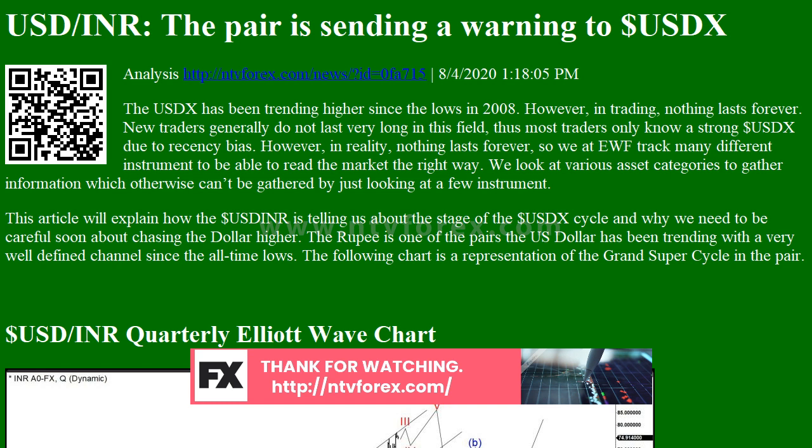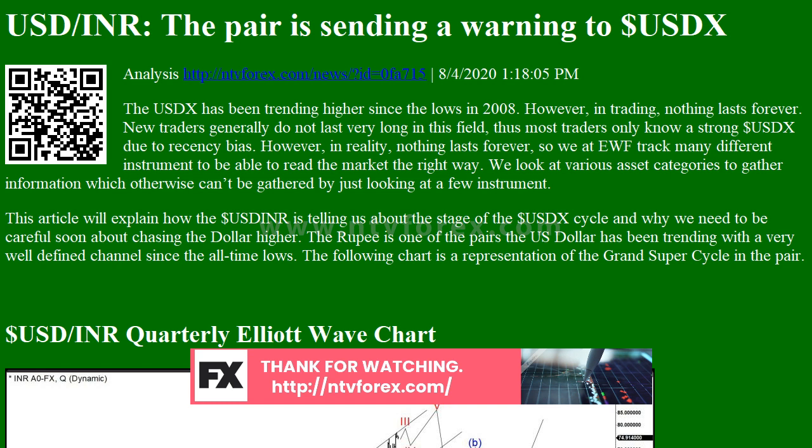Looking at the weekly time frame below, we can see the advance since the lows in 2007 as an impulse. The rally is part of the grand super cycle. $USDINR weekly Elliott wave chart. We should be ending wave 3 soon but should see still more upside within this cycle.